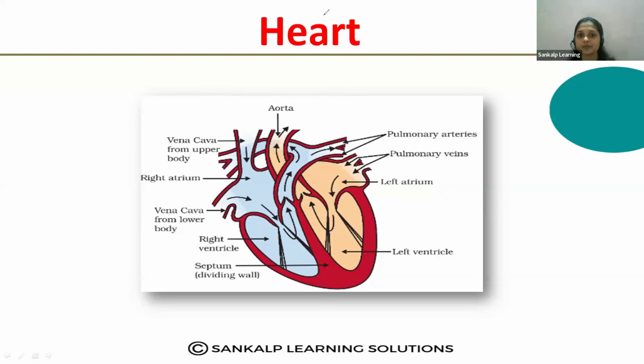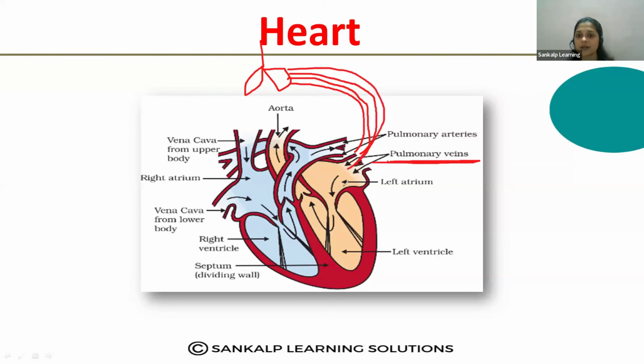The first thing in the blood circulation is from the lungs. Just imagine the lungs are situated here. From the lungs, pure blood, so here I use the words pure blood for oxygenated blood. Oxygenated blood from the lungs is carried by the pulmonary veins. See here, these are the pulmonary veins. These pulmonary veins carry the oxygenated blood to the left atrium. This is the left atrium.